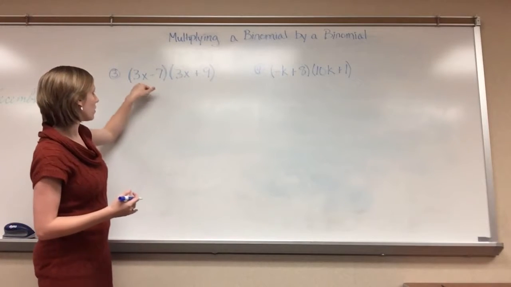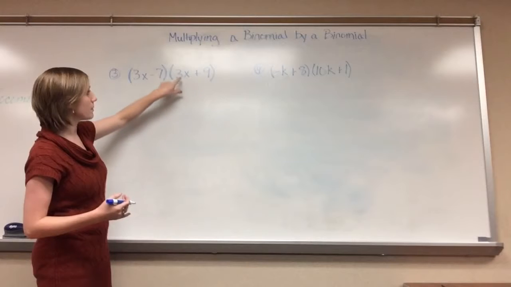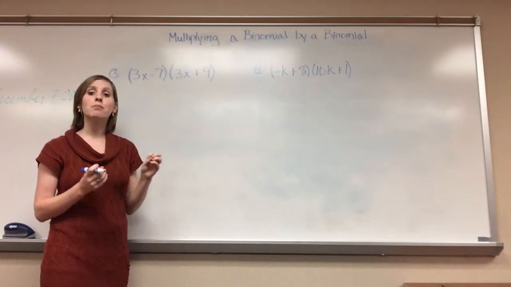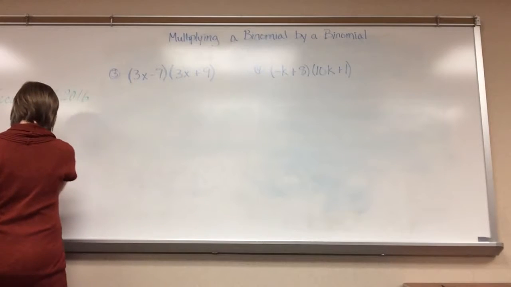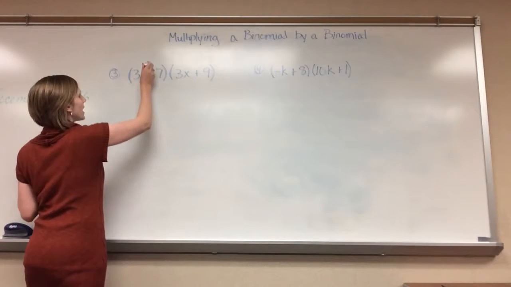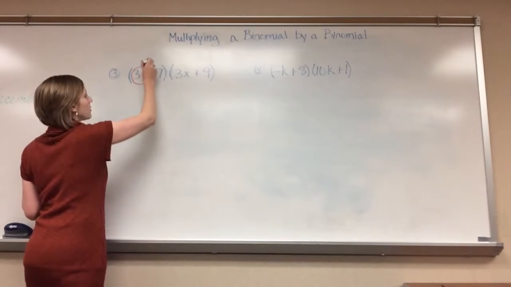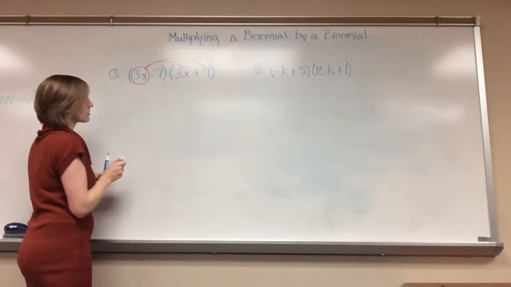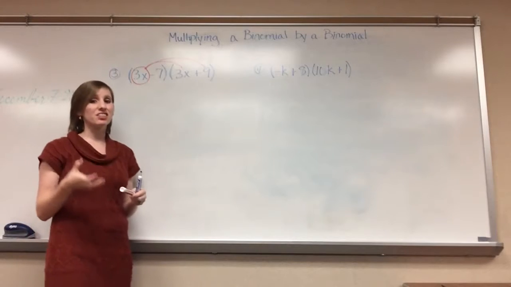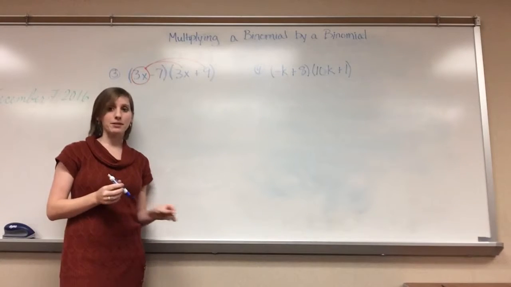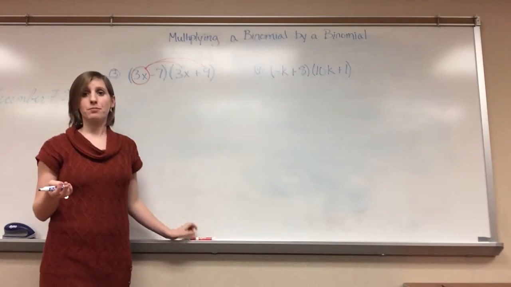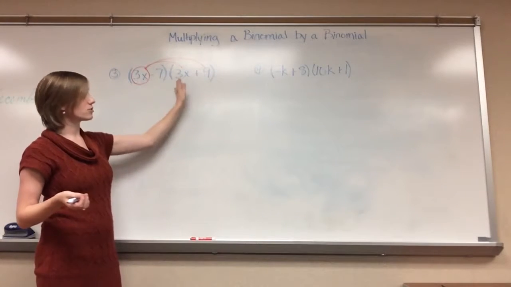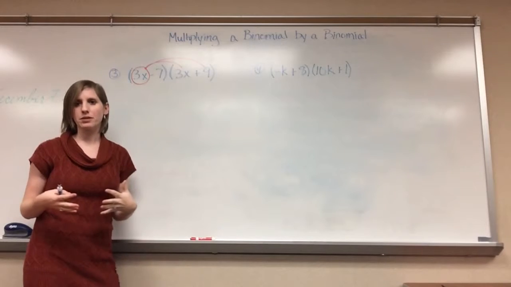So it's a binomial, 2 terms, times a binomial, 2 terms. Our first step says that we need to multiply our first term, which is 3x, to both terms in the second set of parentheses. Remember I told you this is going to look very similar to the distributive property. Essentially, we are doing the distributive property twice. We're going to distribute that 3x, and then we're going to distribute the minus 7. So let's start with the 3x.